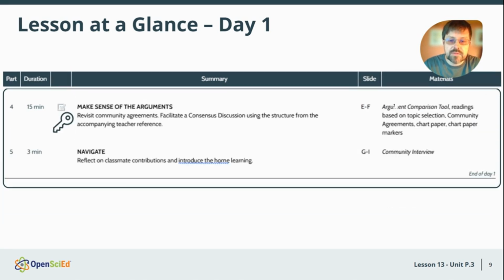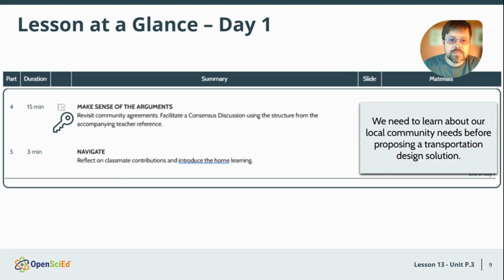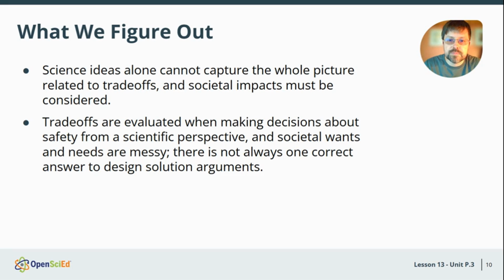In the second half of day 1, students have a consensus discussion and then start to think about how these ideas apply to a local issue. You distribute a community interview page to get them to interview a local person to get ideas for how to make transportation safer in their local area. From this, we learned that we need to interview the local community before proposing a transportation design solution.